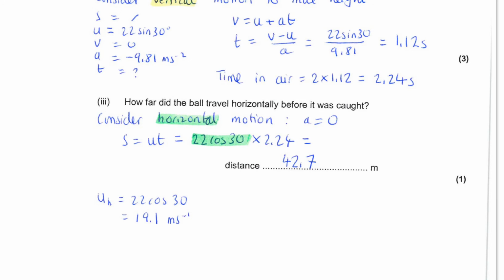However, we are asked for the time that the ball is in the air. This will be double that time, so the ball is going to travel upwards and down again, and we double our answer for time here. This gives us an answer consistent with what was given in the question.